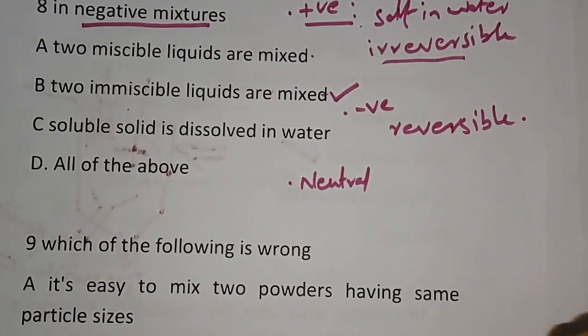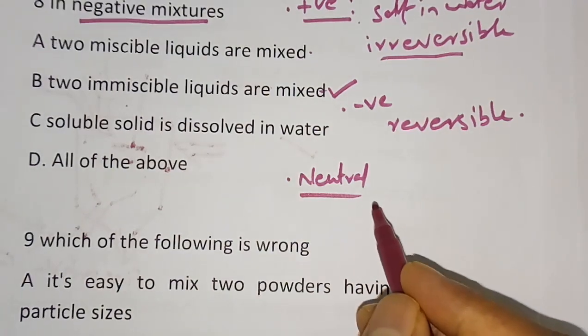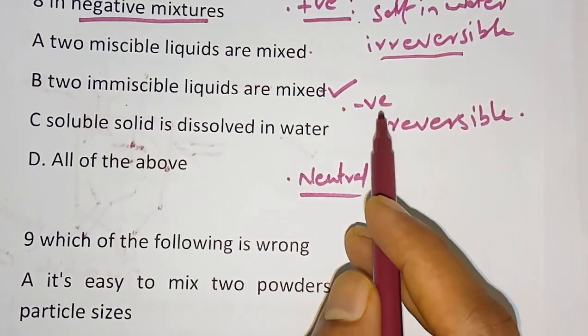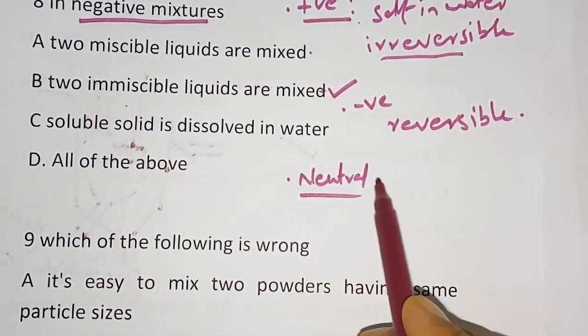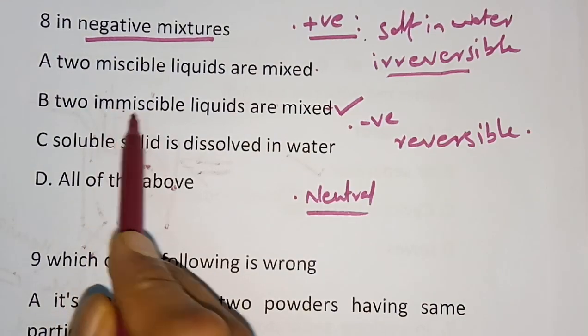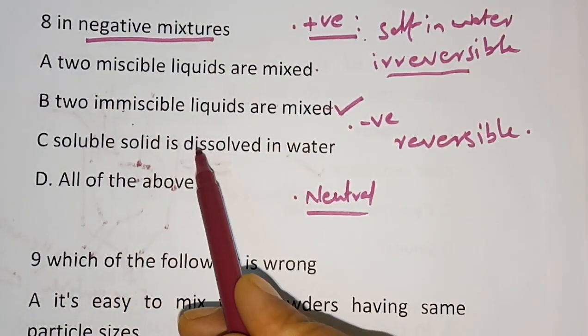They cannot separate each other. That is neutral class. So these are the three different classes, these three different types of mixtures: positive, negative and neutral. So in the question, negative mixture was there. So option 2, immiscible liquids are mixed. That is the correct answer.